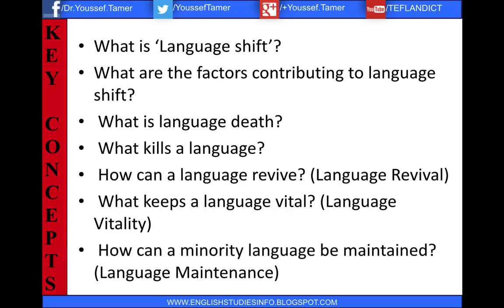How can a minority language be maintained? And here we are going to talk about the concept of language maintenance. How can a language be maintained? What are the procedures that can be adopted and followed in order to maintain a language and not to make it die? Okay, not to make it die. So these are the key concepts that we are going to speak about.